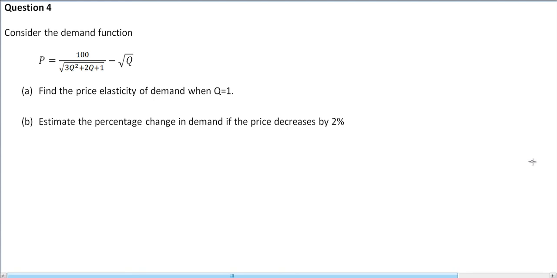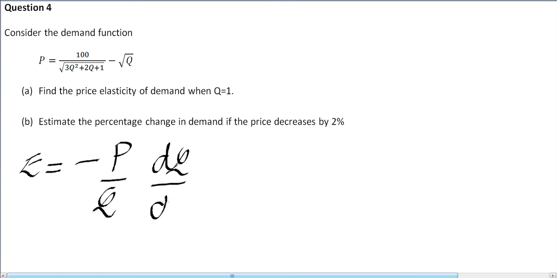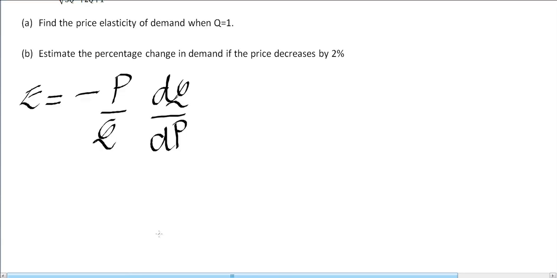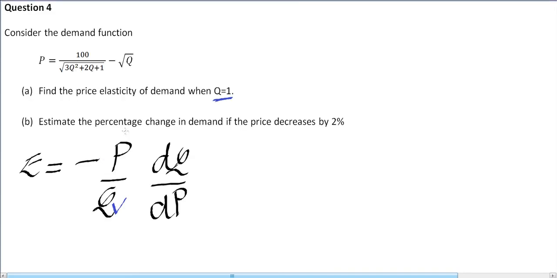Okay, so what's the formula for elasticity? It's E equals minus P over Q by dQ dP. Now, let's tick off the terms. What do we need here? Well, we need Q. Do we have Q? Yeah, we do. So Q equals 1. We'll need P. How are we going to get the value of P? We're going to sub in Q equal to 1 into that, and we'll get the value of P that way. That's fine, so we know that.